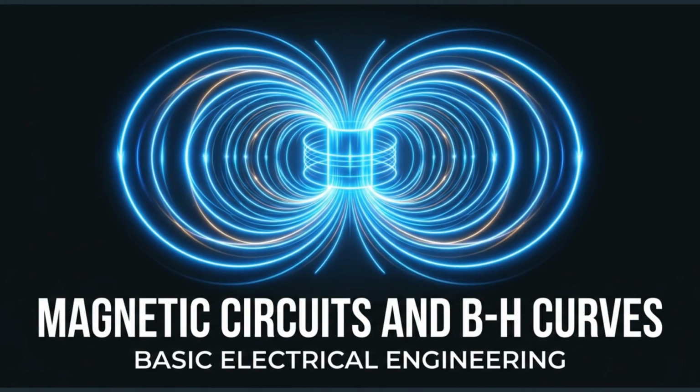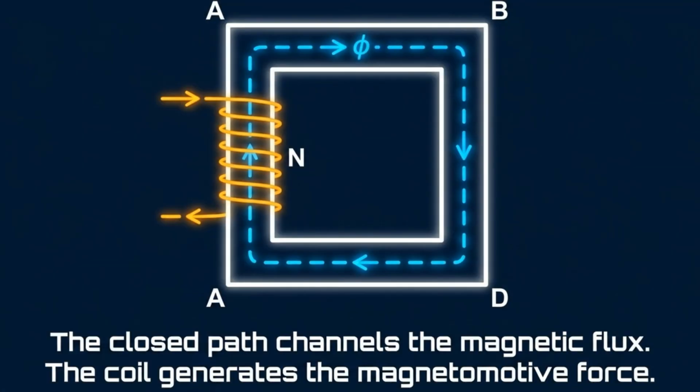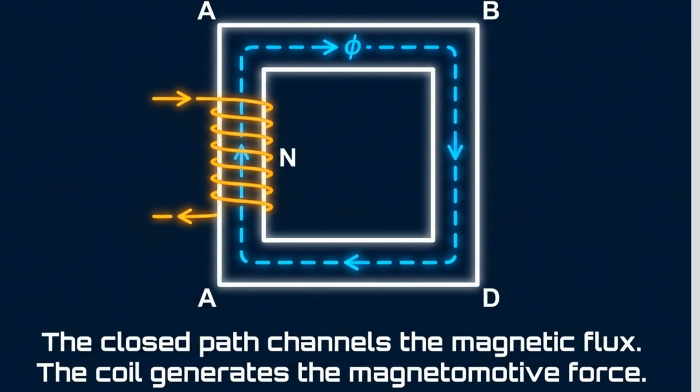Welcome to our video on magnetic circuits and BH curves, fundamental concepts in basic electrical engineering. In a magnetic circuit, the closed path channels the magnetic flux, denoted by phi. The coil, with N turns, generates the magnetomotive force, or MMF.